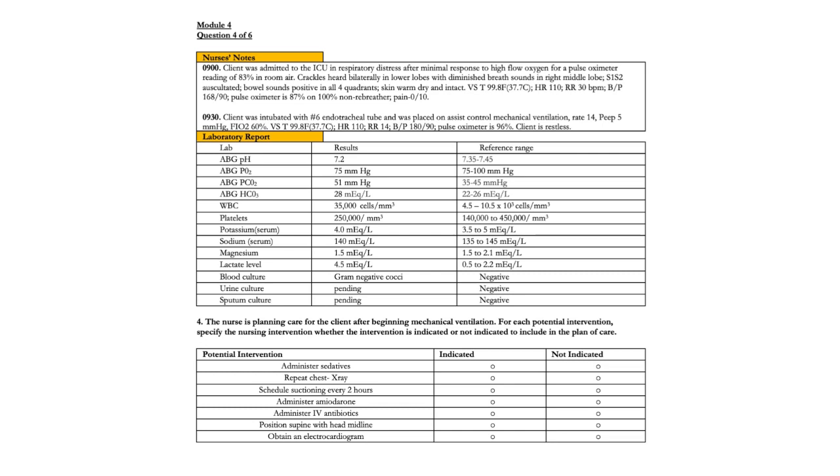At 0930. Client was intubated with number 6 endotracheal tube and was placed on assist control mechanical ventilation, rate of 14, PEEP of 5, FiO2 60%. Vital signs: temperature 99.8 Fahrenheit, heart rate 110, respiratory rate 14, blood pressure 180/90, pulse oximeter is 96%.